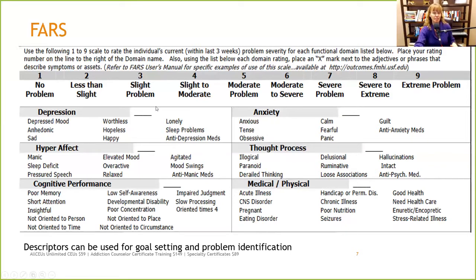So we have these different differentiating things for depression, anxiety, hyperaffect, so looking at mania, hypomania, thought processes, kind of leaning towards that. Are we looking towards psychotic disorders or psychotic features? Cognitive performance, so neurocognitive issues as well as potential psychotic issues. Medical and physical, so we're hitting that medical domain again. Do they have something else going on that may cause a problem with their recovery? It may hinder their recovery, or it may be contributing to their presenting problems like depression or anxiety.